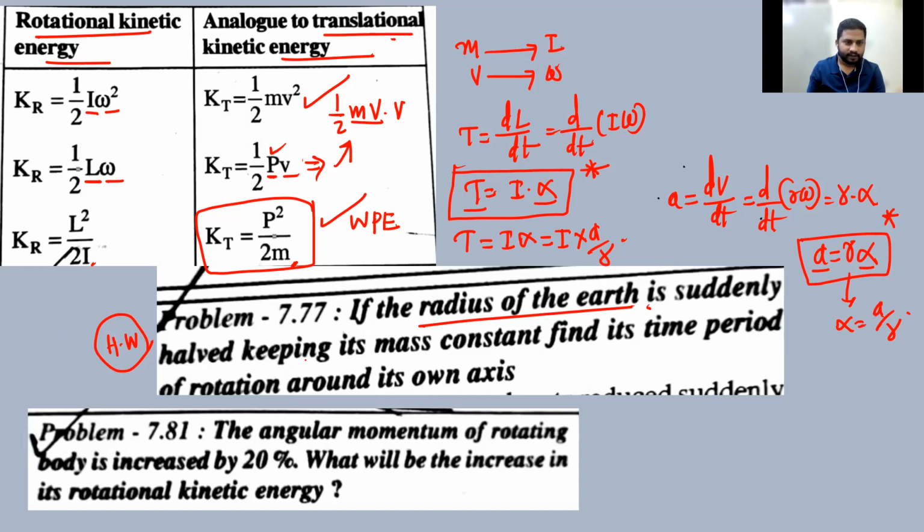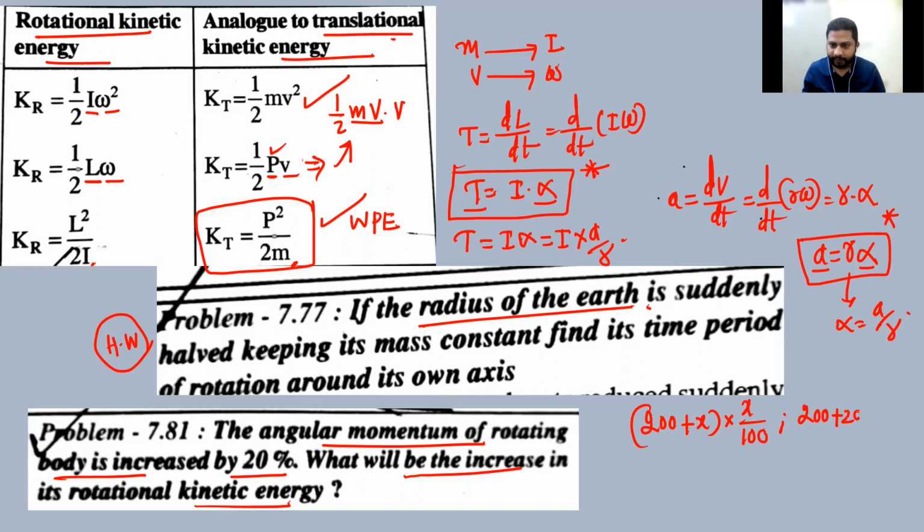Now, the angular momentum of a rotating body is increased by 20%. What will be the increase in rotational kinetic energy? So I have given you a shortcut to solve this problem: 200 plus x into x by 100. Right? In work, energy and power, we have solved a similar problem. So this will be 200 plus x, with x being 20%, divided into 20 by 100, and tell me what is the answer. You get it. Okay, so what is that?